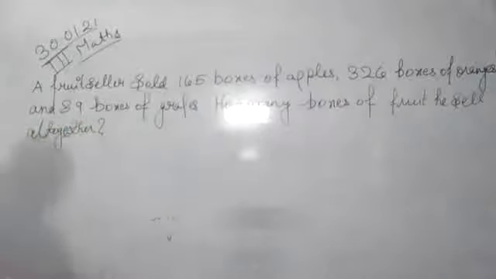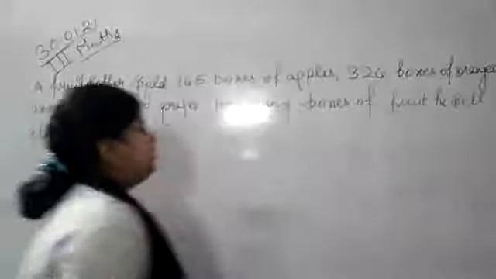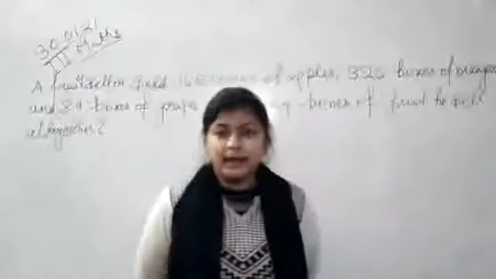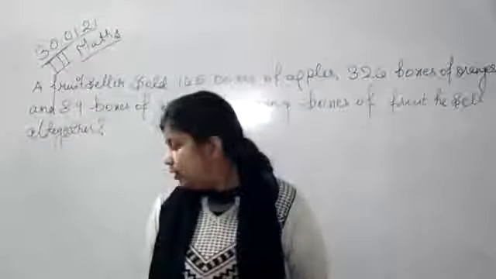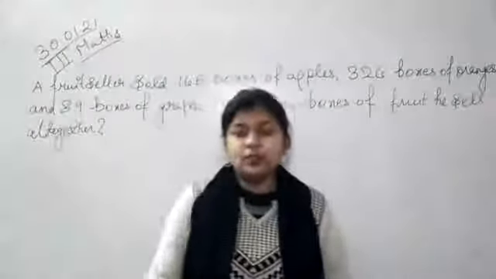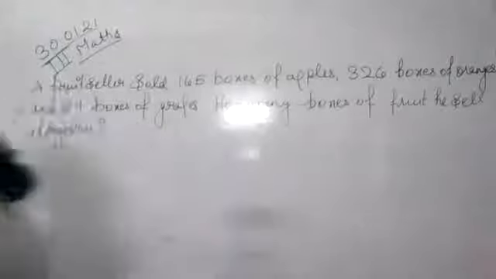Now, question kya hai? Ek fruit seller tha, usne kya sell kiya? 165 boxes of apple, 326 boxes of orange and 89 boxes of grapes. How many boxes of fruit did he sell altogether? Total usne kitne boxes sell kiye fruits ke? So, jab question mein total aa jata hai, what do we have to do? What do we have to do if you get total in the question? Addition. Do the question.